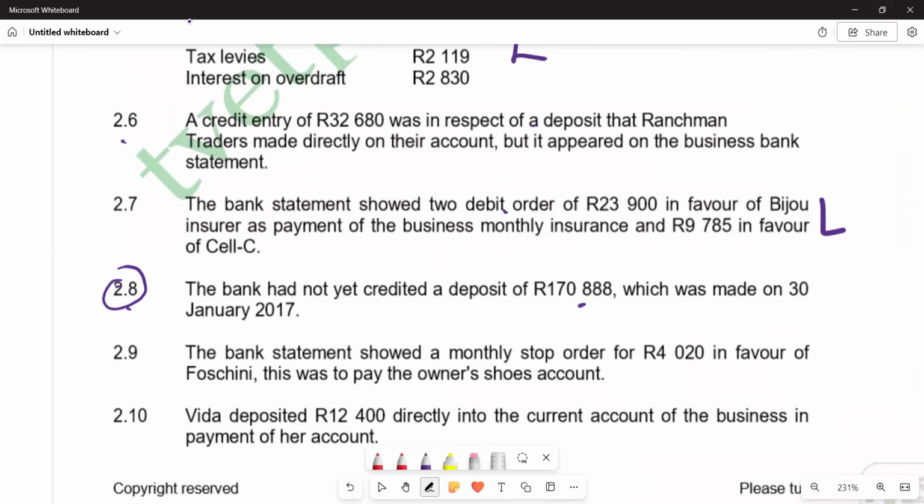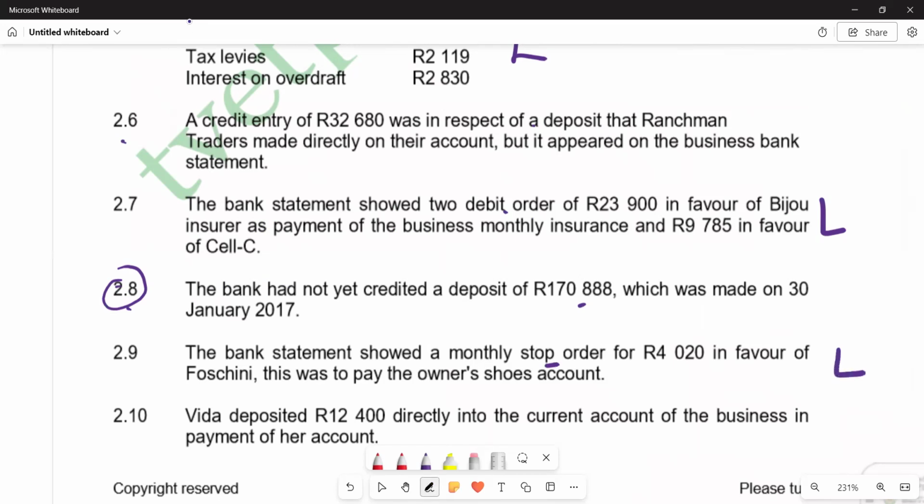Stop order, we know that it appears on the bank statement first before it appears in what? In our cash book. So the business can only get to know about the stop order when they get hold of the bank statement. So it needs to be updated again in the cash book. So it won't affect our ledger.